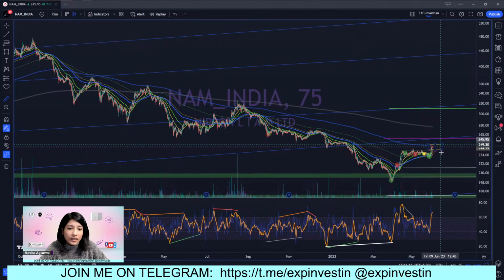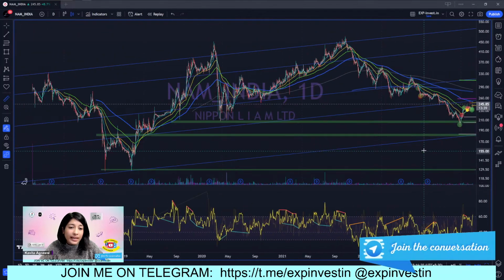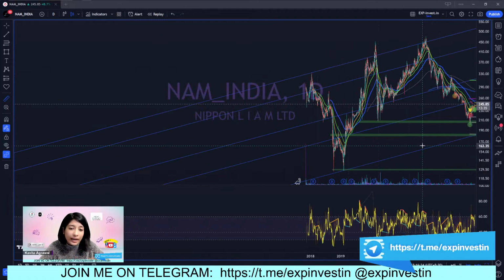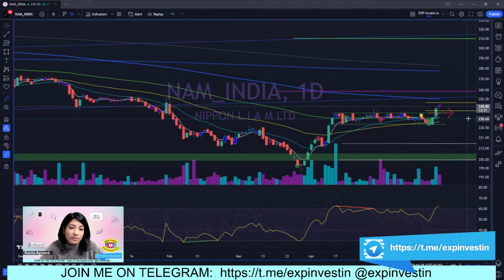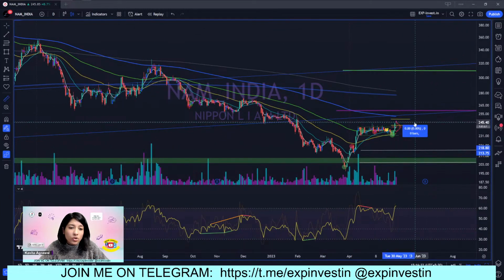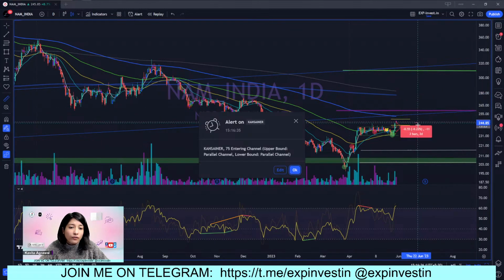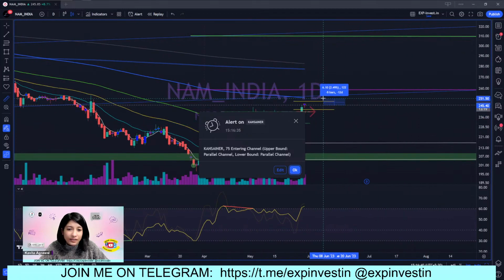And for the target, again, see, Nippon India is also in an intermittent downtrend, right? Though the broad trend of the stock is bullish, the intermittent trend is bearish, which is discouraging. So if you want to make a long position, you can do it for a target of around 13%. So the risk reward ratio is attractive here.